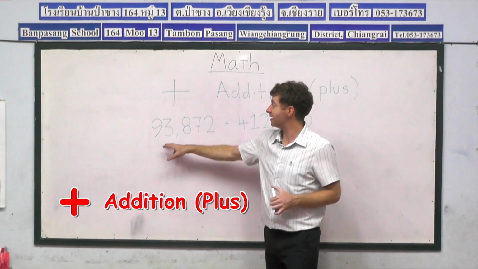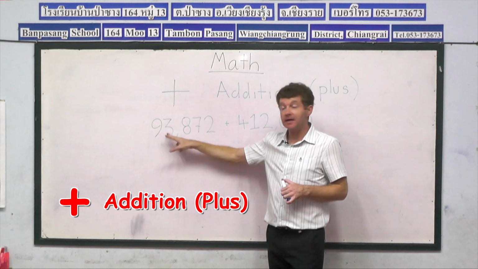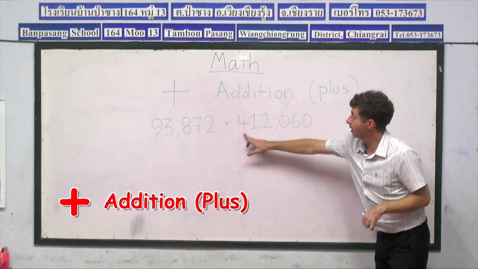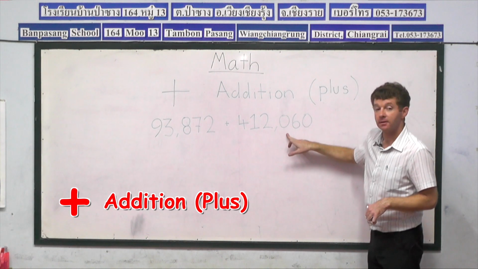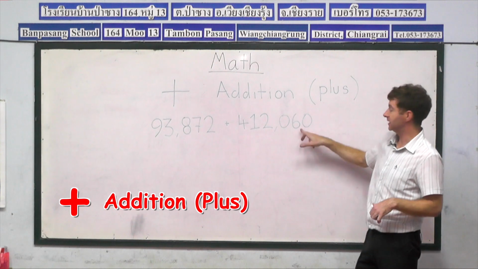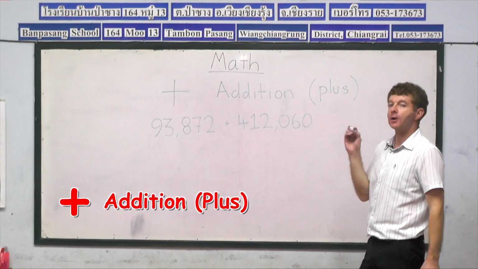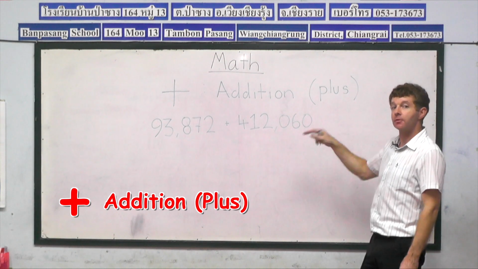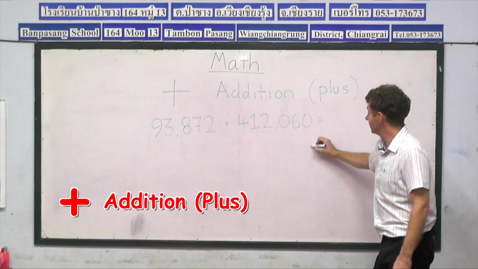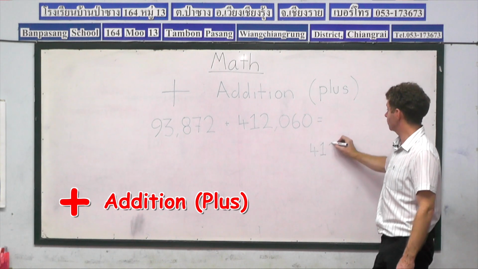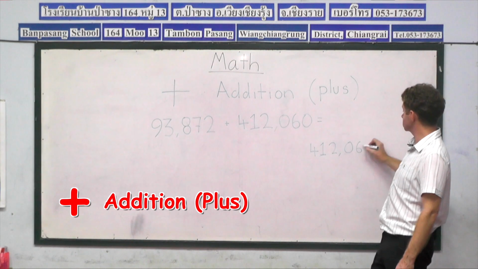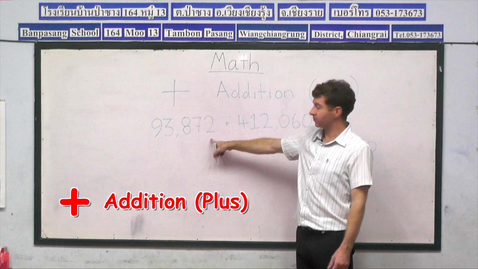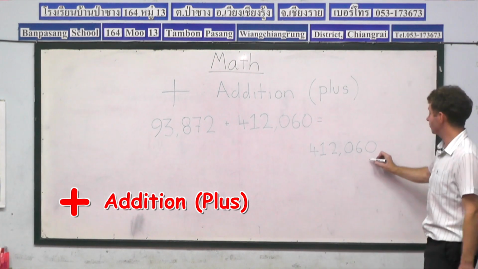So guys, what is our 5-digit number? 93,872. And then plus 412,060. Yes, 412,060. Okay. So what I always suggest doing when we're adding numbers together, always write the largest number first. The number with the largest or most digits. 4, 1, 2, 0, 6, 0. So how many digits? 6.